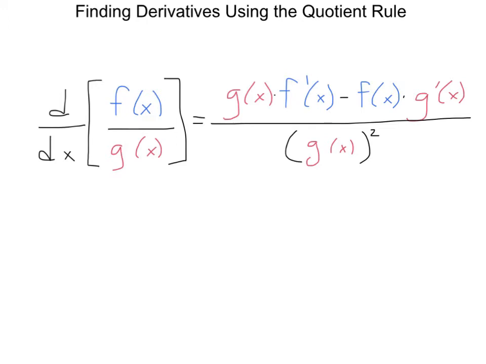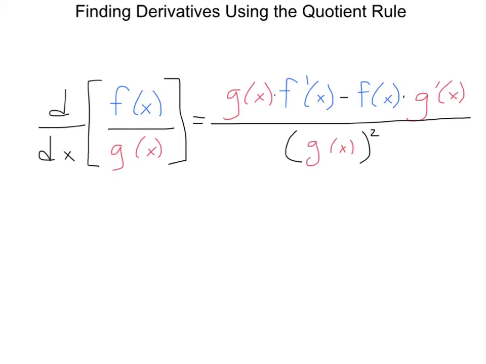Really straightforward. The reality is this looks really scary. I color-coded it just so that you wouldn't run away. Right? What you do is you leave the bottom function alone, multiply by the derivative of the top function, then minus, leave the top function alone, multiply by the derivative of the bottom function, and then divide by the bottom function squared. Memorizing that is challenging.